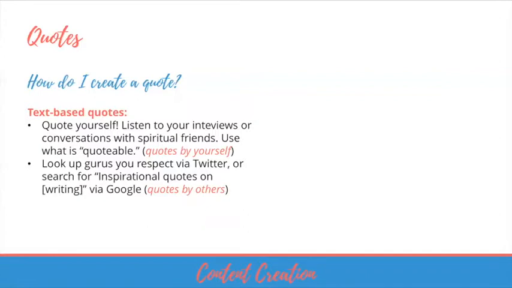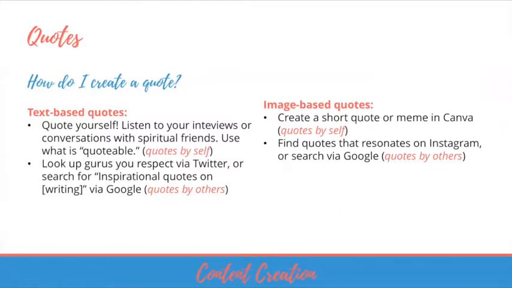So how do you create this? Mary's going to go through this in more detail. However, you can quote yourself, listen to your interviews or your conversations with spiritual friends and use what is quotable. If you're looking for a text-based quote from someone else, you can look them up on Twitter or Instagram, or just simply Google it. Just look for inspirational quotes on writing, quotes on twin flames, whatever it is. You can find it that way. Similar sort of thing for image-based quotes. You can create a short quote or a meme in Canva if it's a quote that you started. I used to have author affirmations that I created for first-time authors. You can also find quotes that really resonate on, again, Instagram and Google, and you're looking for those graphics.